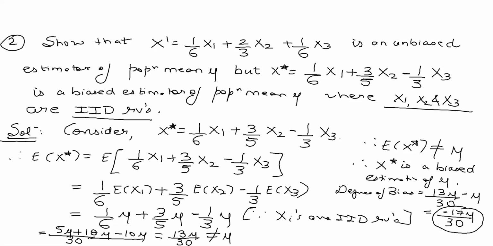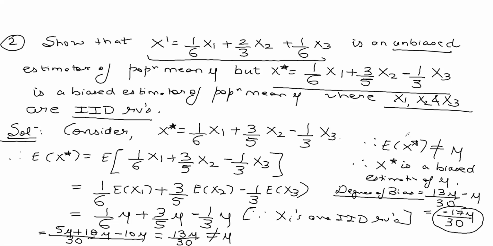Okay, so I hope students have understood question 2. X dash is an unbiased estimator because expected value of X dash is equal to mu, but X star is a biased estimator because expected value of X star is not equal to mu. And if you want to find the degree of bias, it's 13 mu by 30 minus mu, which is minus 17 mu by 30.